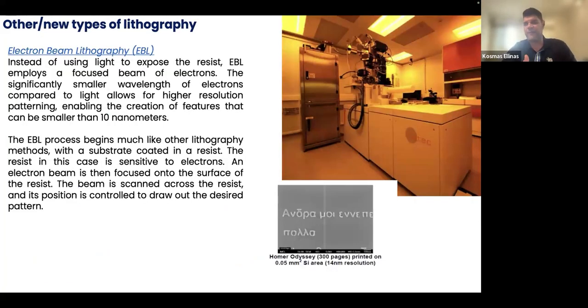And of course, we have E-beam lithography, in which instead of using light, we use a beam of electrons. The electrons have a significantly smaller wavelength, and we don't need a mask in order to create a pattern. So we can write directly on the substrate and on the resist using this electron beam. Of course, this is much slower compared to the projection type of photolithography, but it can create features that can be smaller than 10 nanometers.